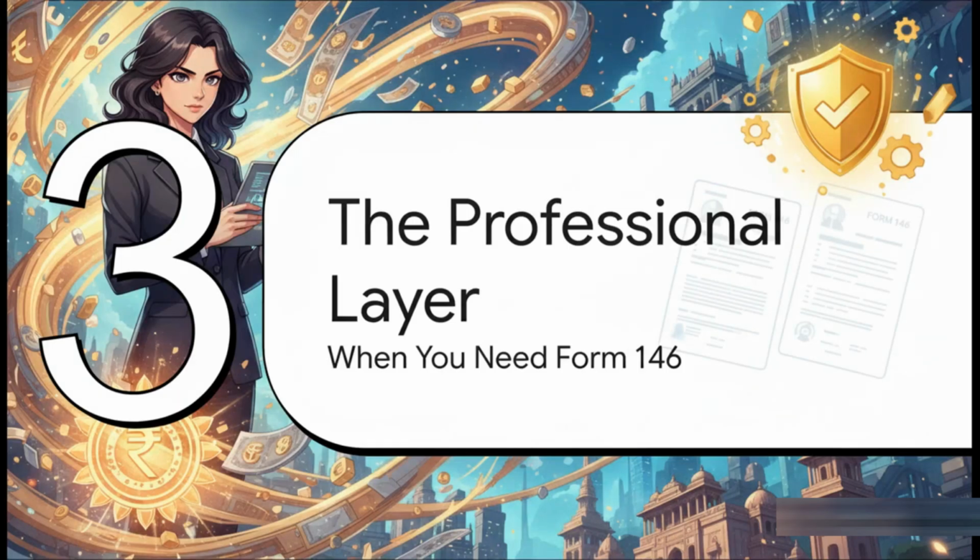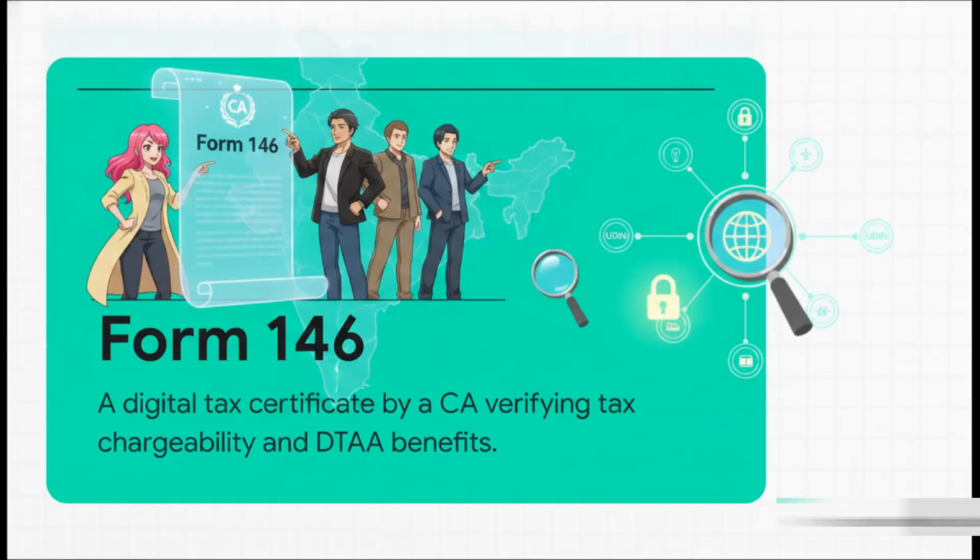The professional layer. When you need Form 146. So let's see how this compliance builds when your remittance actually pushes past that 5 lakh boundary. Welcome to the professional layer of compliance, which brings us to the brand new Form 146. Form 146 is the direct replacement for the old Form 15CB, but honestly, it is so much more robust. It's a digital tax determination certificate issued by a chartered accountant. The CA verifies your tax chargeability and checks if you qualify for any double taxation avoidance agreement or DTAA benefits.